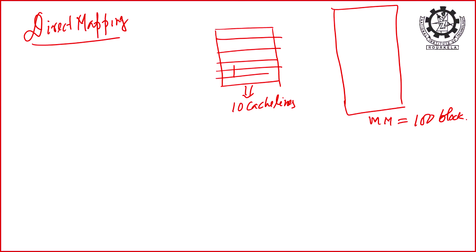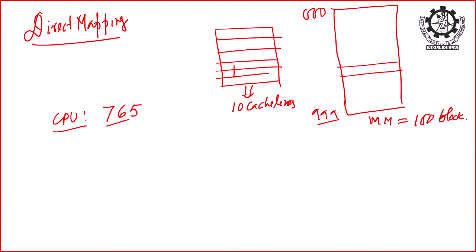Now, the CPU generates an address of main memory. The main memory addresses start from 000 to 999. So, let us say the CPU generates the address 765. That means the CPU wants the word at location 765, and we divided the memory into blocks starting from block 0 and so on, a total of 100 blocks. Therefore, this address 765 will also be in a particular block. So, what will be the block number for this particular word?